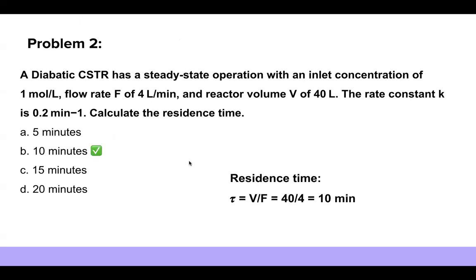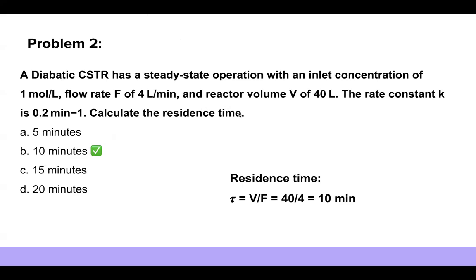So the answer is B. We have a diabatic CSTR in steady state operation. The inlet concentration is given as 1 mole per liter and the flow rate is 4 liters per minute. The reactor volume is 40 liters, and the rate constant is given as 0.2 per minute. Now we have to find the residence time.